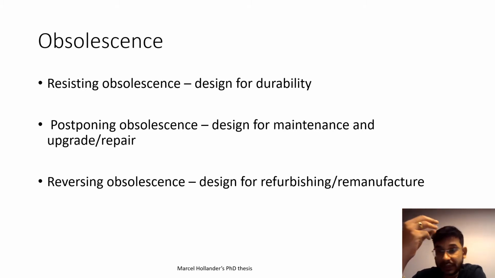You can do it in three ways, in Marsa Hollander's opinion. First is by resisting the obsolescence, so you design for more durability. Or you can postpone the obsolescence: if you design for maintenance and for repair, you postpone the obsolescence. And you can also reverse the obsolescence: if you design for remanufacturing or refurbishing a product, you can reverse the obsolescence that is already existing in the product design at the initial phase.